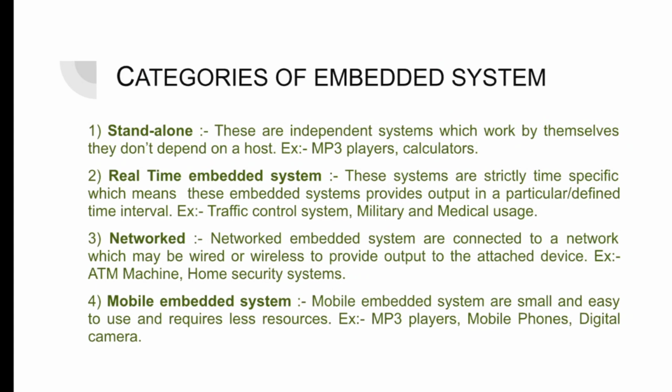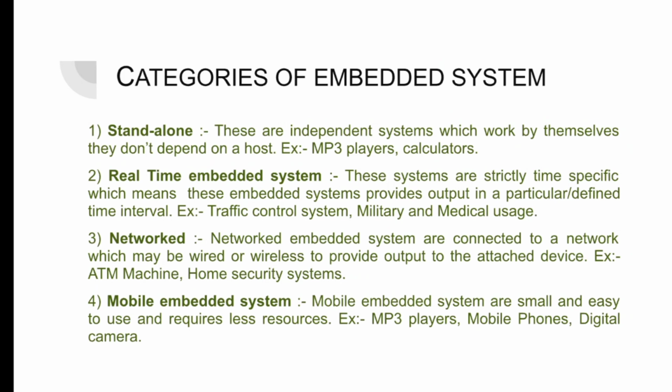Networked embedded systems are connected to a network, which may be wired or wireless, to provide output to the attached devices. Examples: ATM machines, home security systems and so on. Mobile embedded systems are small and easy to use and require fewer resources. For example, MP3 players, mobile phones and digital cameras.